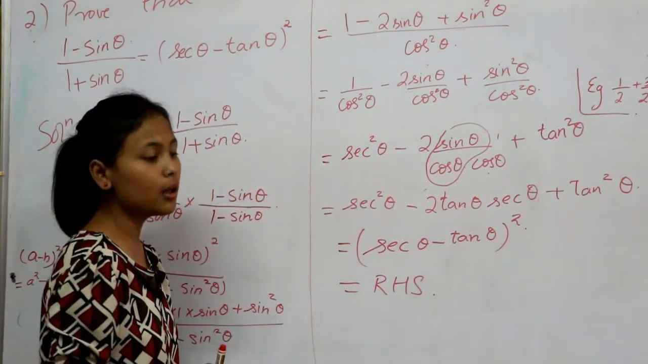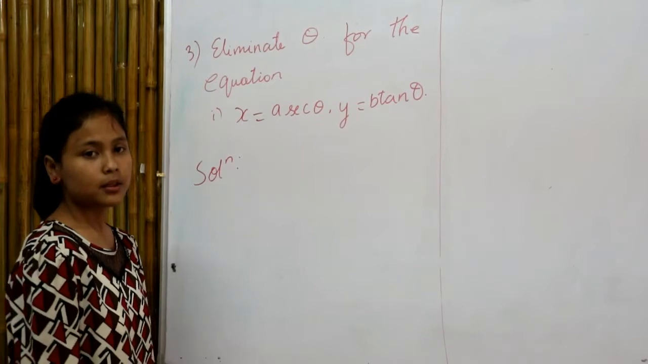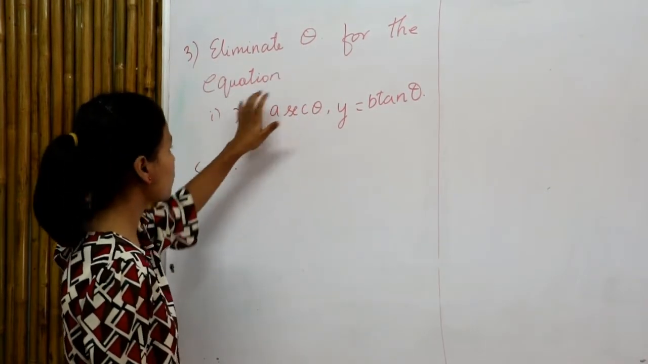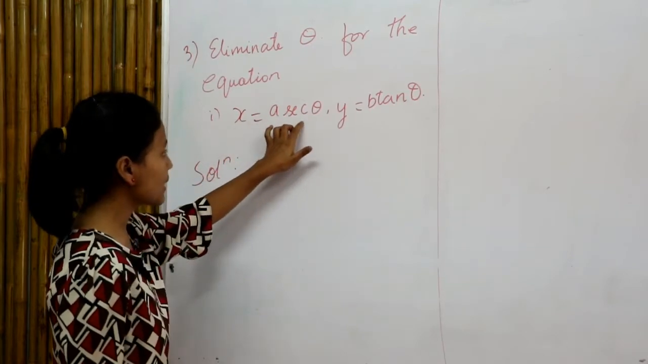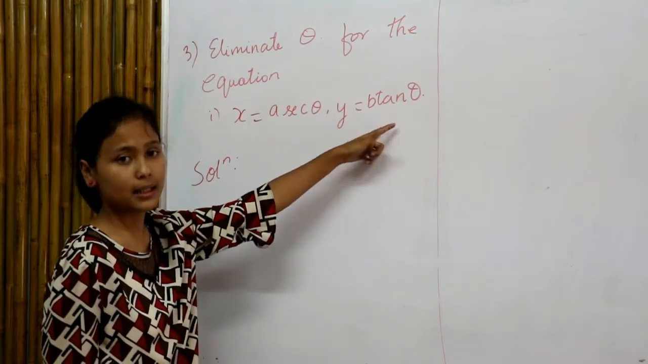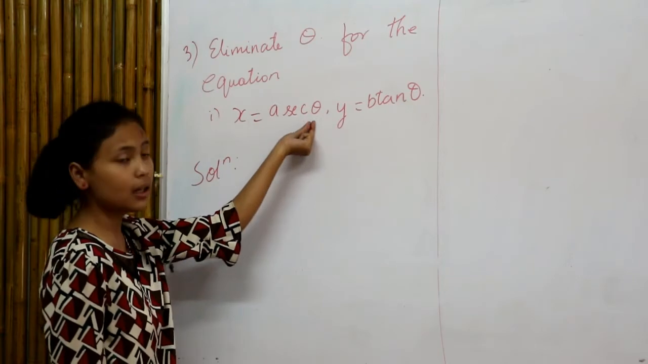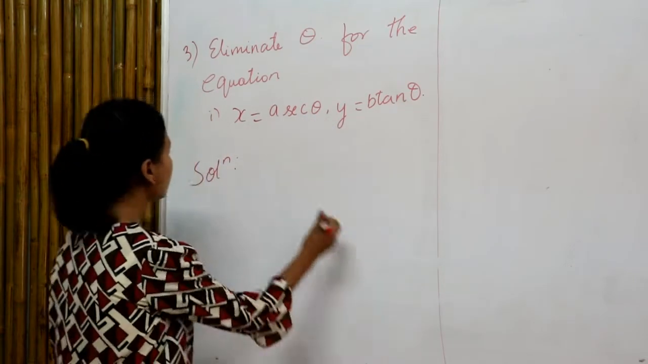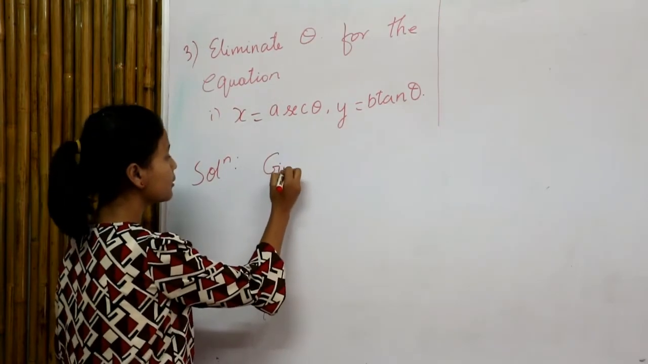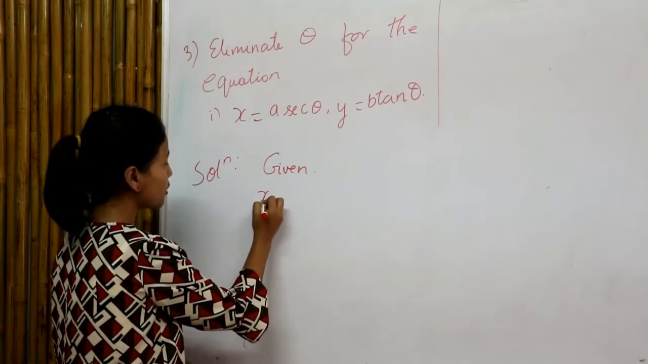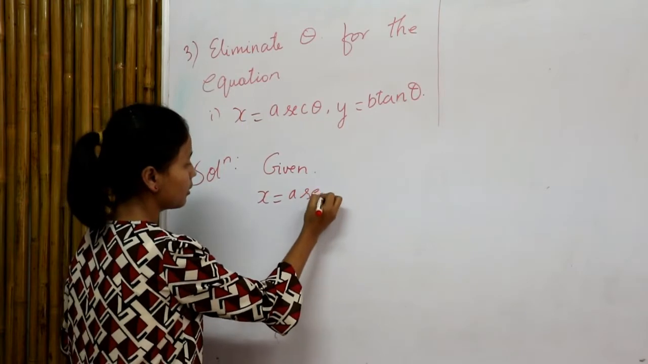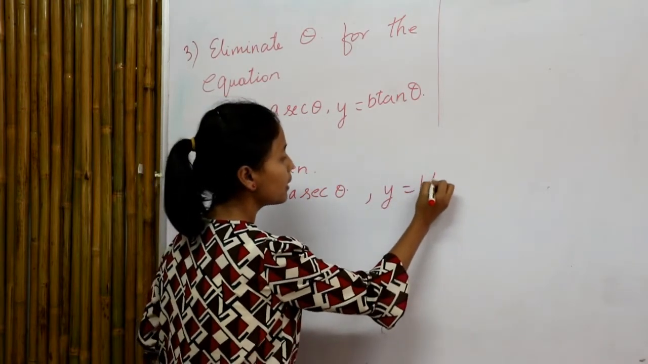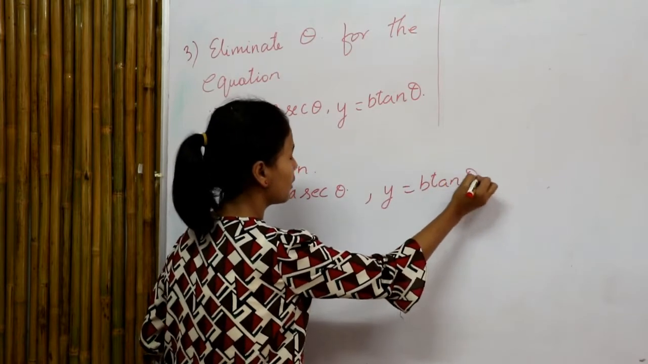Okay, let us do another question. The question is: eliminate theta from the equations x is equal to a sec theta and y is equal to b tan theta. We have to eliminate theta from here and here. Okay, so let us write given: x is equal to a sec theta, alright, and y is equal to b tan theta.